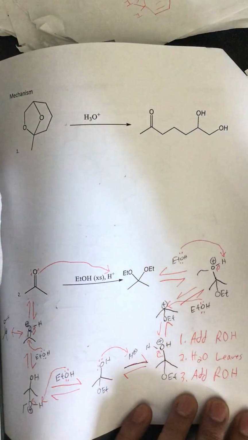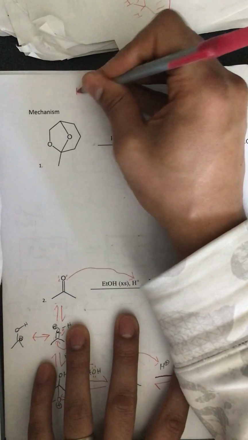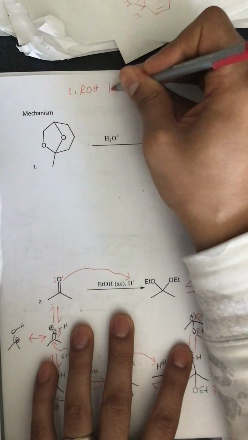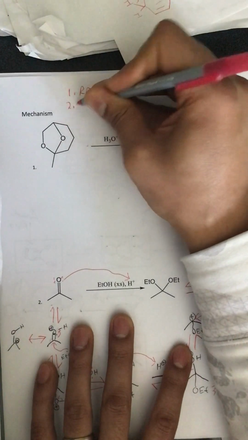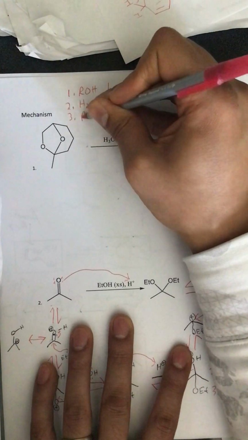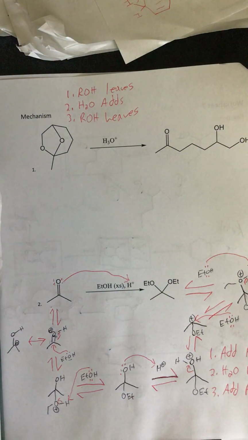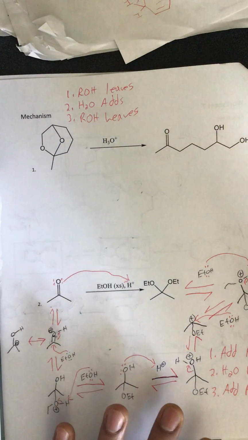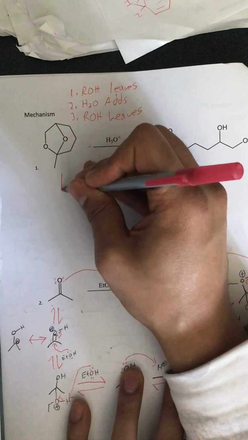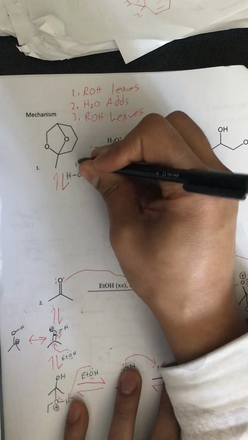So this one is going to be basically the opposite. So if we're doing this mechanism, stage 1 will be ROH leaves. 2 will be H2O adds. 3 will be ROH leaves. Right? That's like the opposite of what we had before. So if we walk backwards, the last step is deprotonation, so the first step here is going to be protonation. I don't really care which one of the 2 oxygens you protonate.